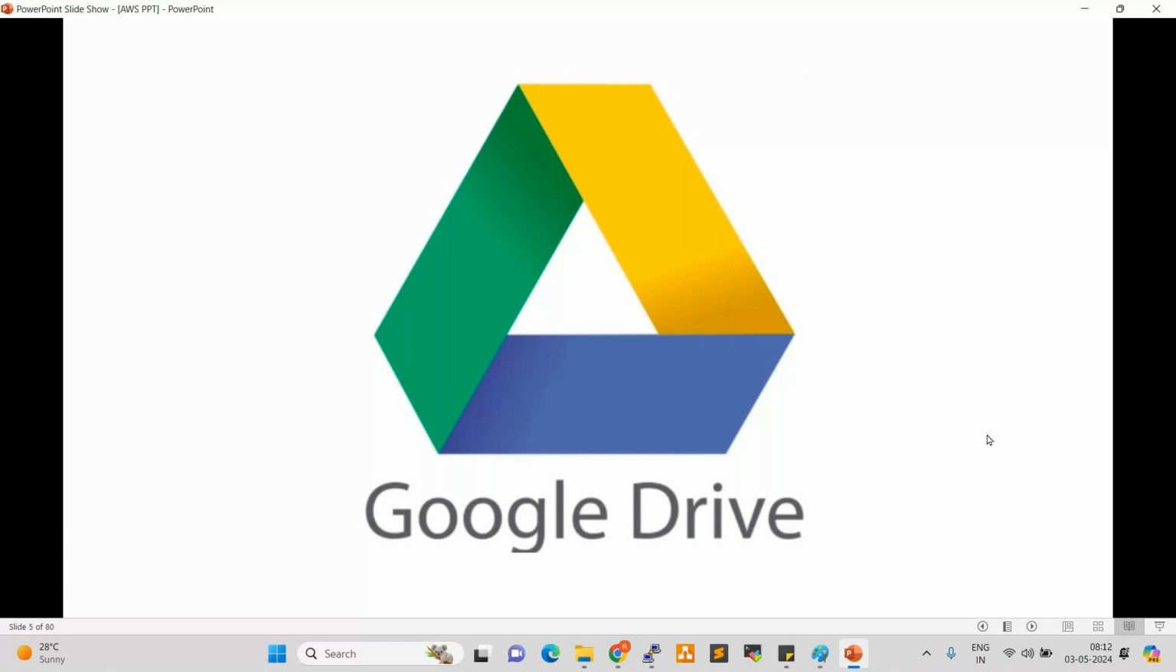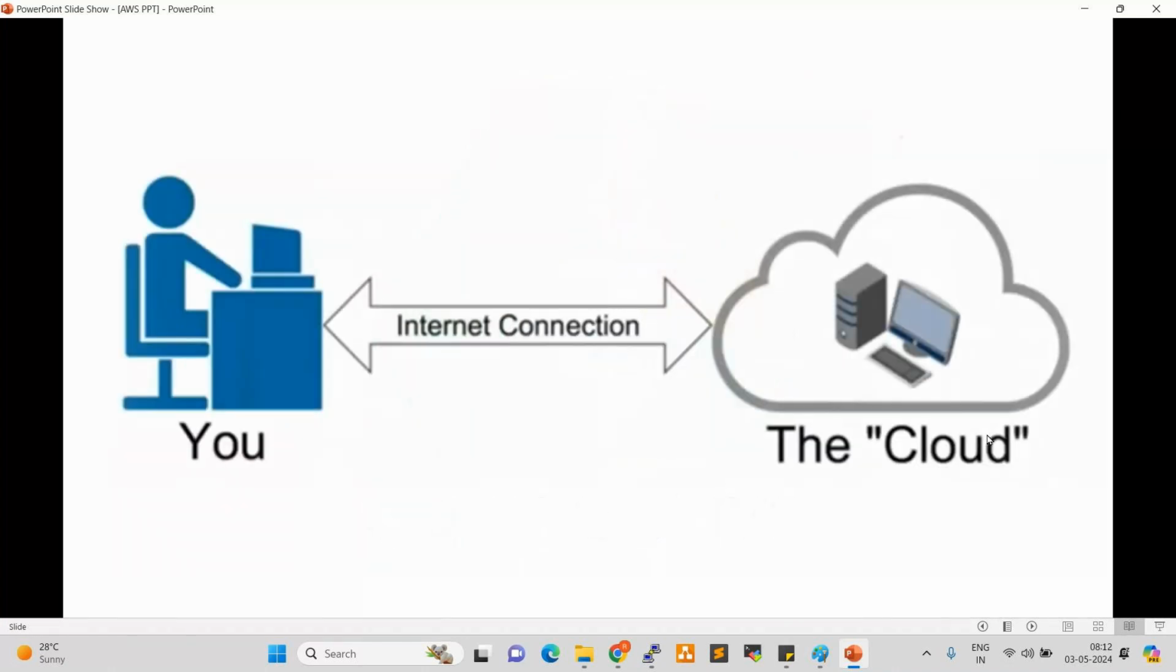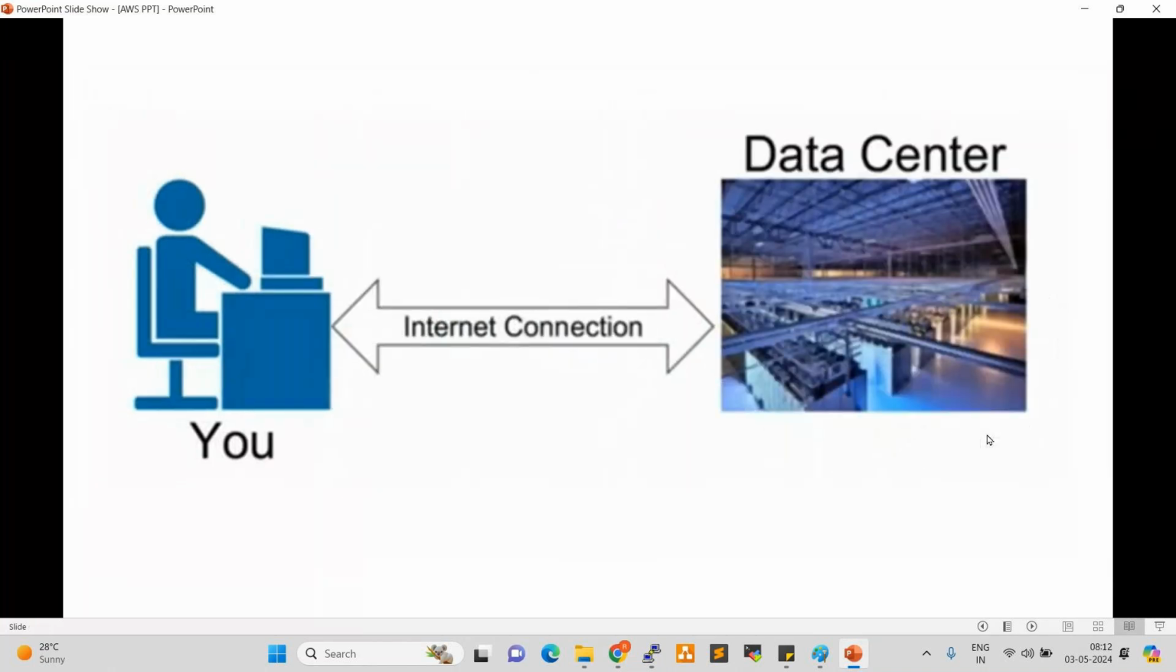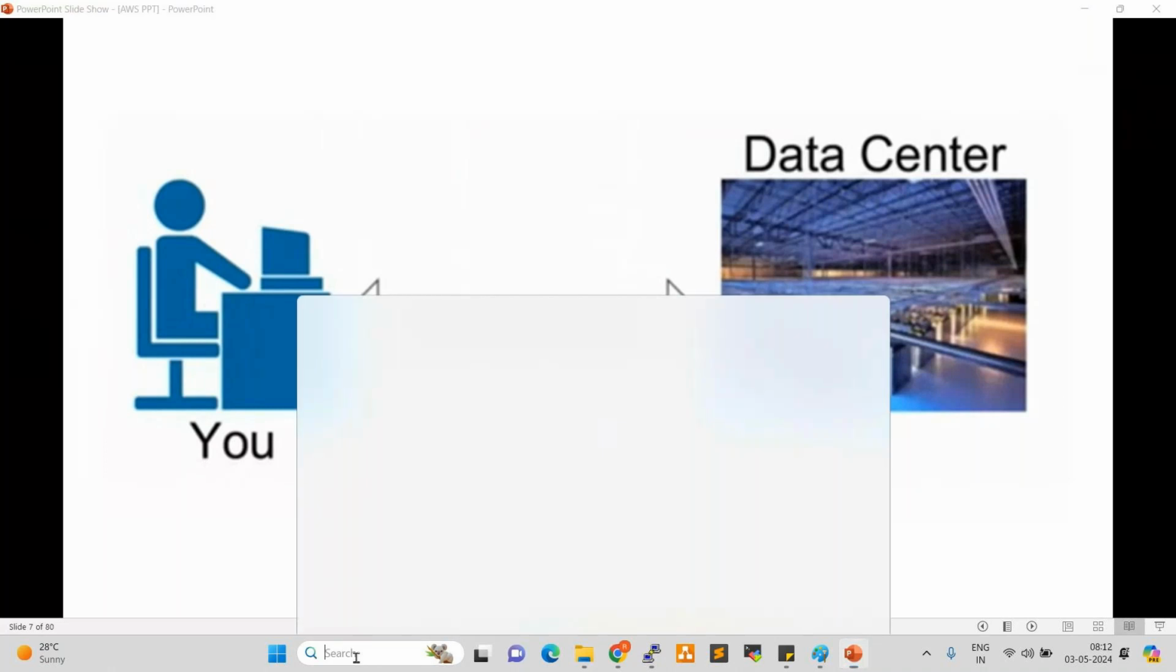Yeah, the data will be stored in the backend. There is a server, right? Actually, it is not a server. It is a data center. Now, what is a data center? Let's try to understand here.